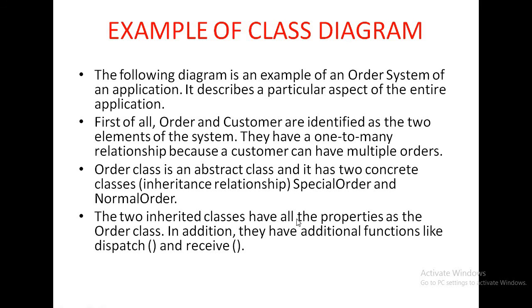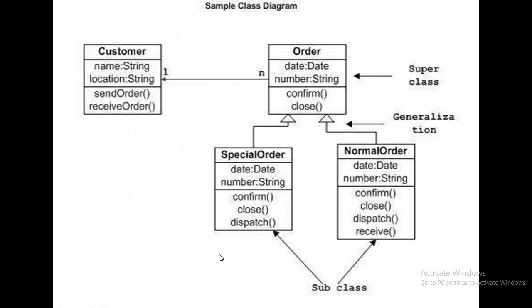The two inherited classes have all the properties of the order class. In addition, they have additional functions like dispatch and receive. These two inherited classes are subclasses. These two classes have all the properties of the order class, plus some additional functions known as dispatch and receive. Confirm and close are present in order. These are inherited in special order and normal order.